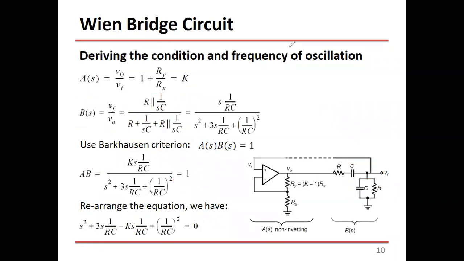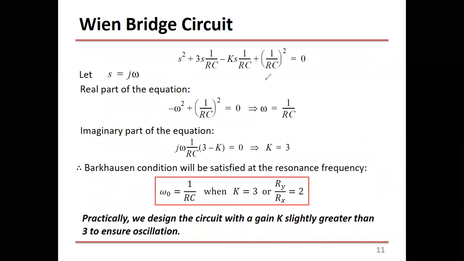So now we have this equation. I'm rewriting it again here, and we substitute S with j omega. So S squared becomes negative omega square, right? Because j square is negative 1. So this is negative omega square plus 3 j omega over RC, and with the 3 minus K, times j omega over RC plus 1 over RC whole square equals 0.